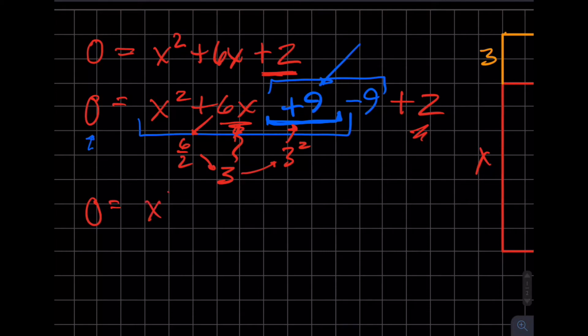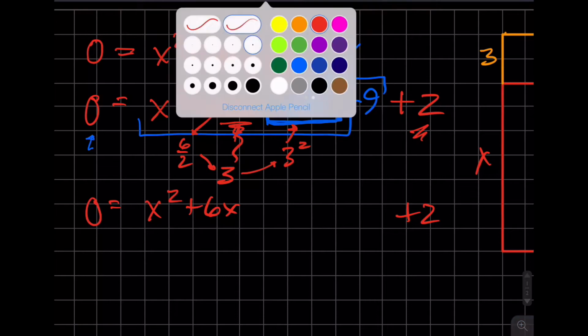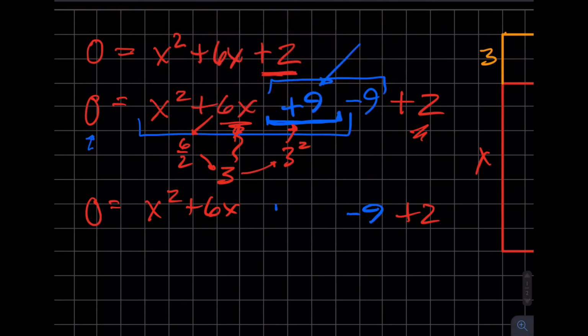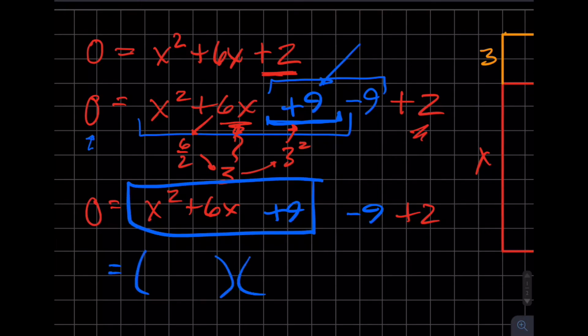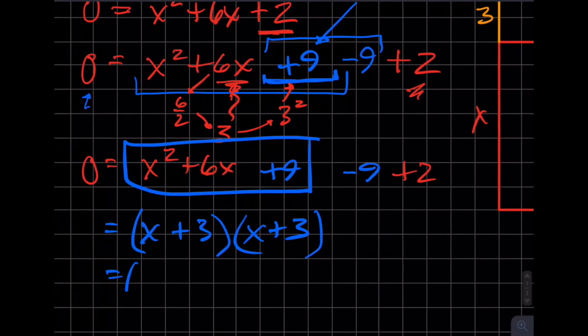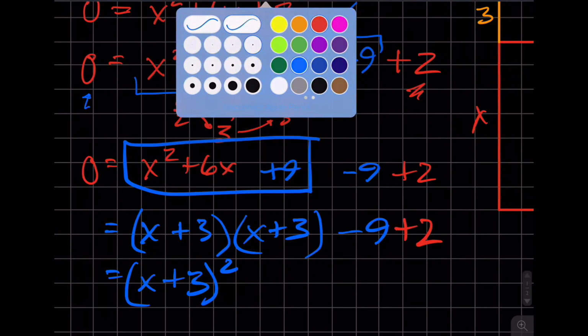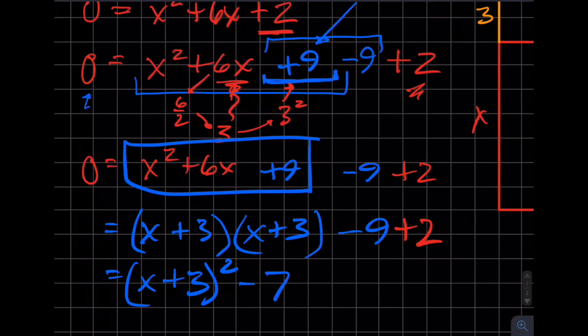0 equals x squared plus 6x minus 9 plus 9. And I'm going to take this and I'm going to factor it. And hopefully you see that it's going to factor into two binomials, x plus 3, which then I can write as x plus 3 squared. This minus 9 is still there. This plus 2 is still there. But once I add those, I get negative 7.